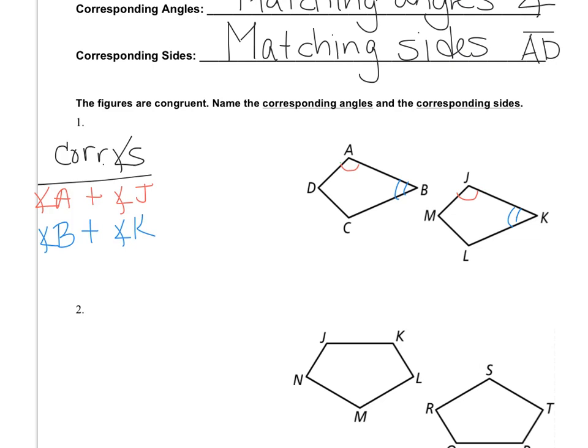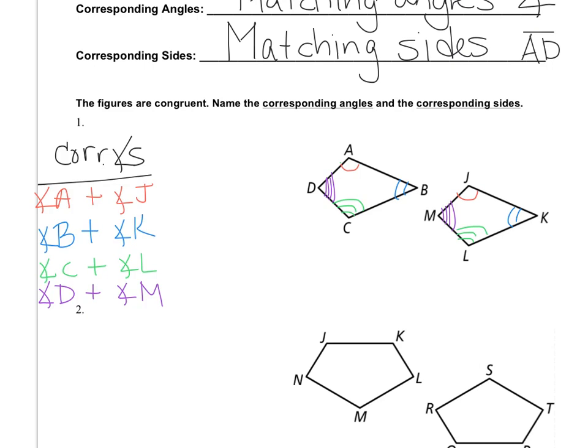Alright, we'll change our color, get another color here. Angle C corresponds with angle L. So angle C and angle L. Finally, the last angles that are corresponding are angle D, and I'm going to make 4 arcs, and angle M. So angle D and angle M. Those are your corresponding angles.